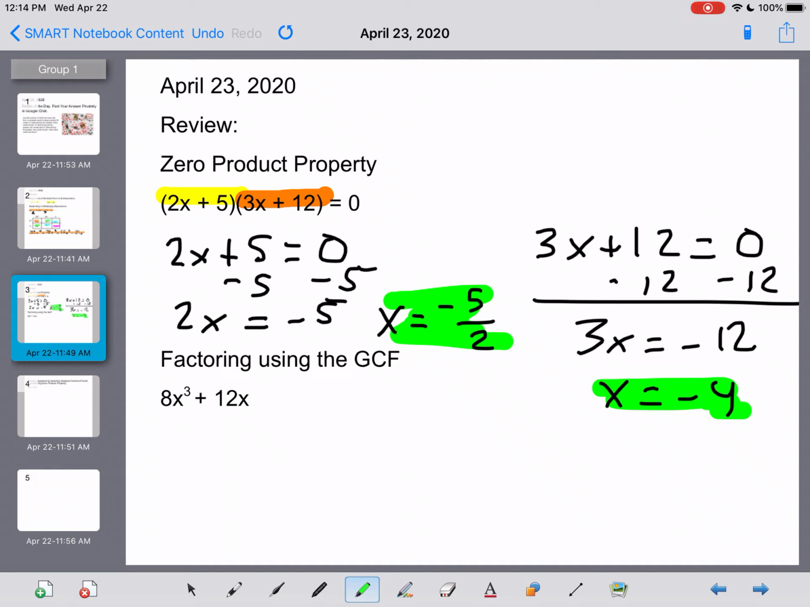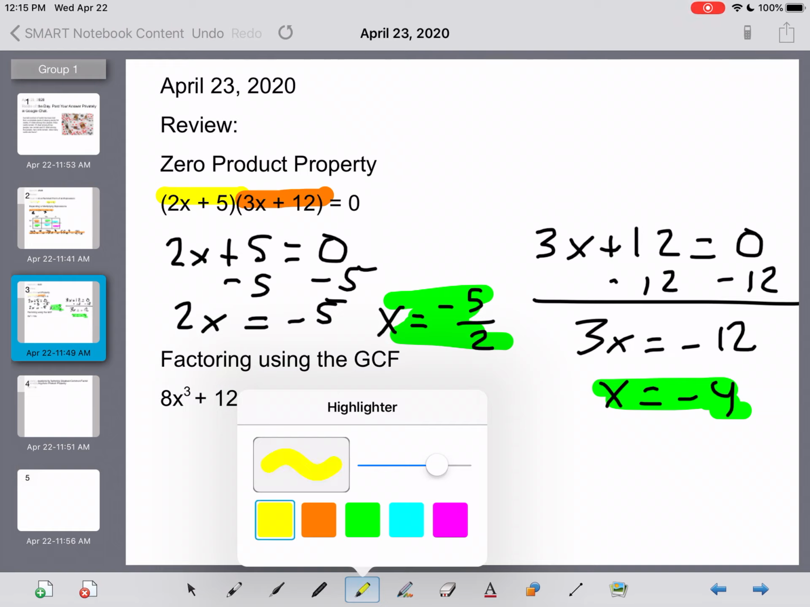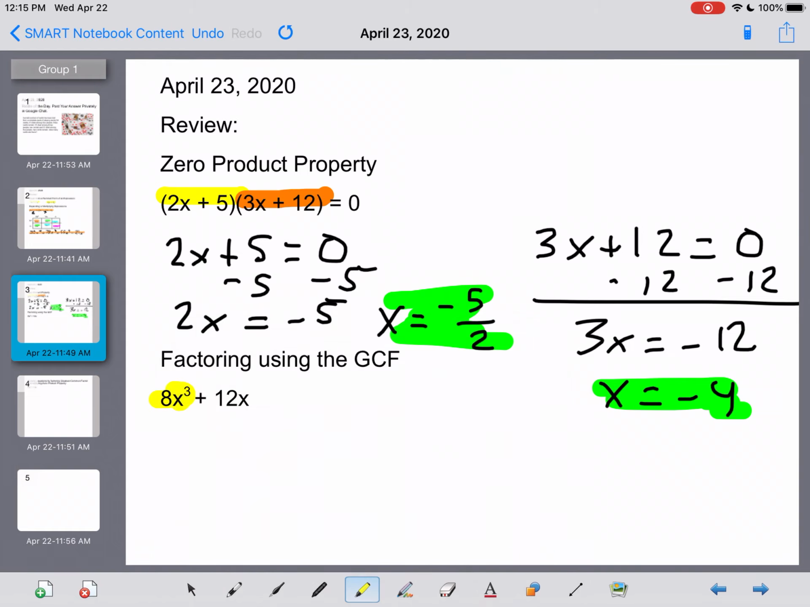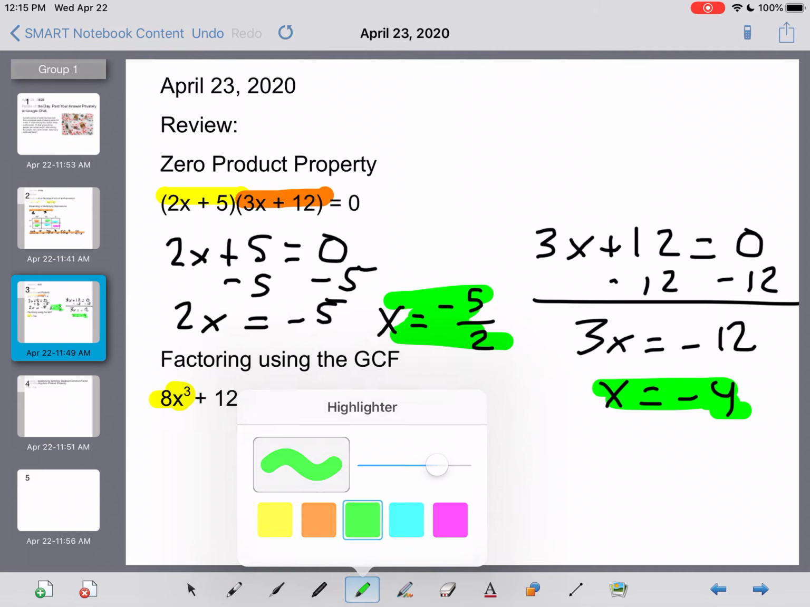Now let's talk about what we did a couple days ago, factoring. Expanding is when you're using the distributive property to multiply factored form and transform it into expanded form. If we want to go the opposite way, the opposite of the distributive property, that's called factoring. It's dividing out. One tool we use for that is factoring using the GCF, the greatest common factor. So if I have 8x to the third plus 12x, I'm going to find the greatest common factor between these two terms.